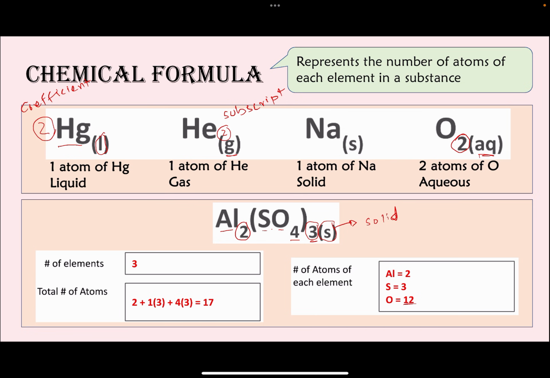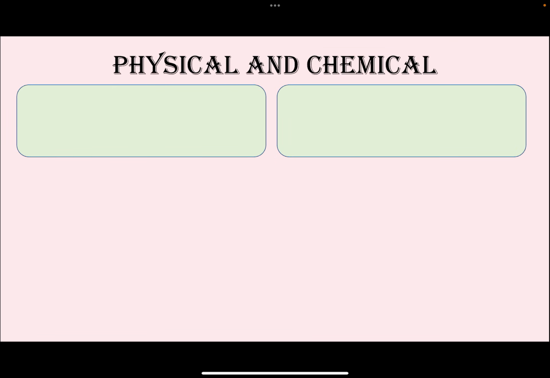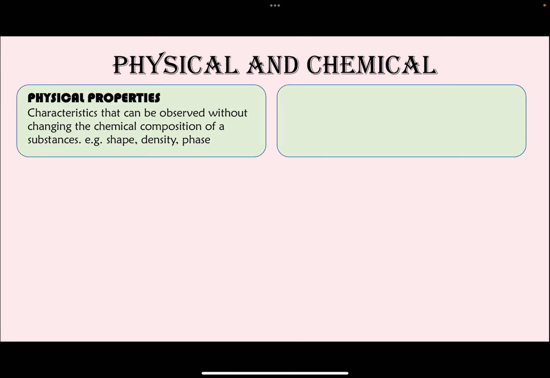Alright, so last thing that we want to discuss in this unit is the difference between physical and chemical. So physical properties are the properties that can be changed without changing the chemical composition of a substance. Meaning, if I take solid water and if I convert that to the liquid water, it still has the same chemical composition. Solid water has the chemical formula of H2O. Liquid water also has the chemical formula of H2O.